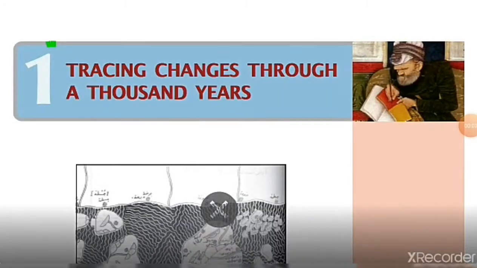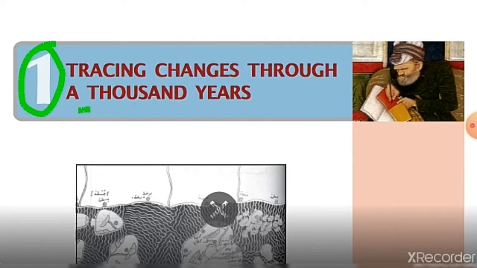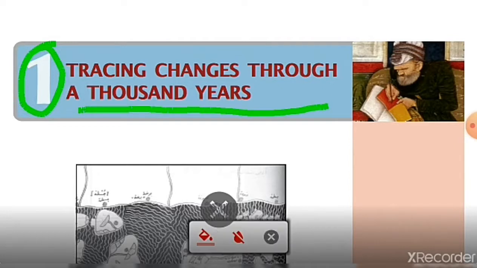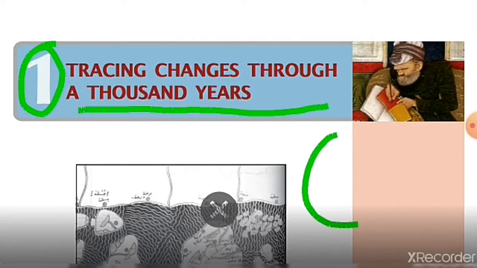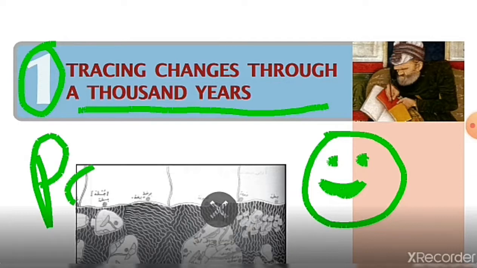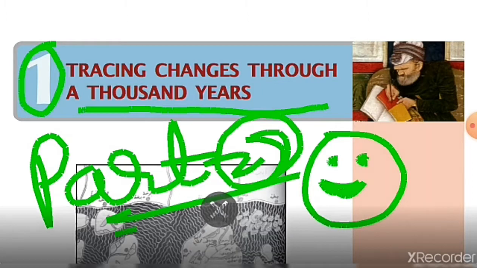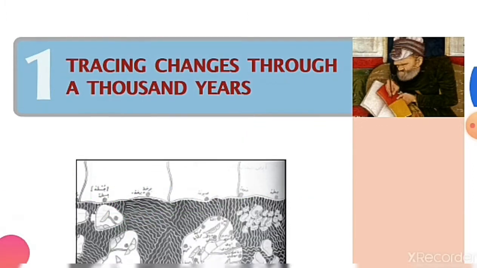Today I'll discuss with you your chapter 1 of history. Your chapter is Tracing Changes Through a Thousand Years. This is a very interesting chapter and you have to read it very carefully. And this is the part 2 video, and you have to watch this video very carefully.